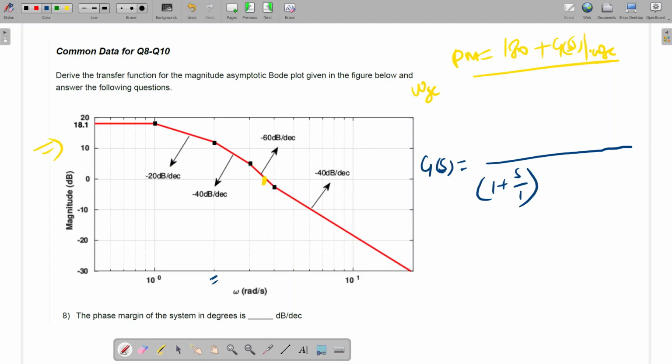Okay, it is 2, sir. At 2, is it a decade, like 10 to the power 0? Decade, sir. 10 to the power 0 is 1, 1 to 2. So it's 1 decade. Okay, so it is minus 20 here and minus 40 here, which means over 1 decade, 10 times, it is going to minus 40.